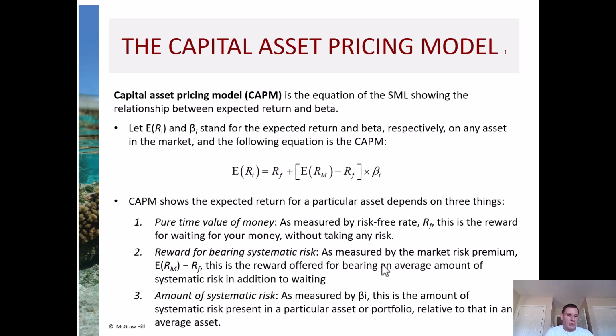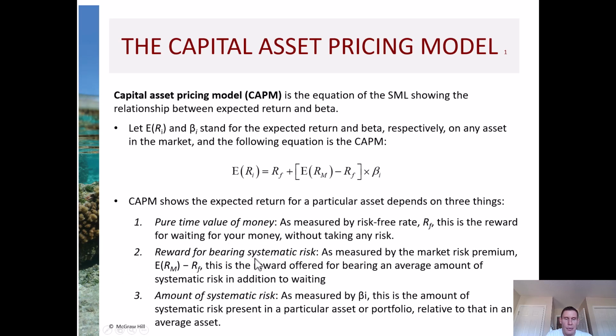Okay, something else I wanted to make sure we touched on in this video was what we call CAPM, the Capital Asset Pricing Model. So CAPM is the equation of the SML showing the relationship between expected return and beta. If we let E(R_i) and beta_i stand for the expected return and beta respectively on any asset in the market, the following equation is the CAPM. CAPM shows the expected return for a particular asset depends on really three things. Number one, the pure time value of money, as measured by the risk-free rate, R_F. This is the reward for waiting on your money without taking any risk.